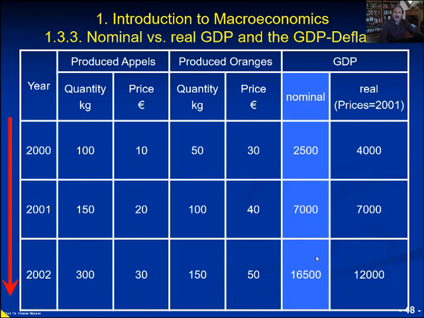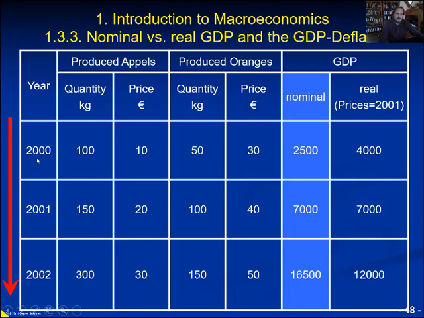Now let's have a look how we calculate real GDP. I measure here real GDP at prices of the year 2001. So this intermediate year, here we take the prices, 20 euro per kilogram apples, 40 euro per kilogram oranges. And we evaluate the quantities of all other years with these prices of the year 2001. Let's see how this works.